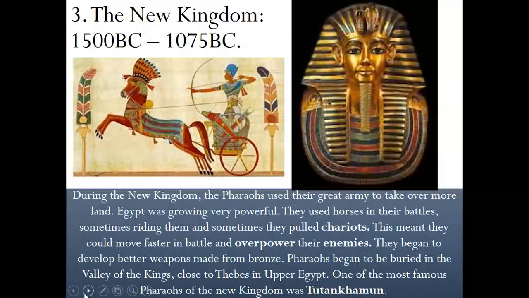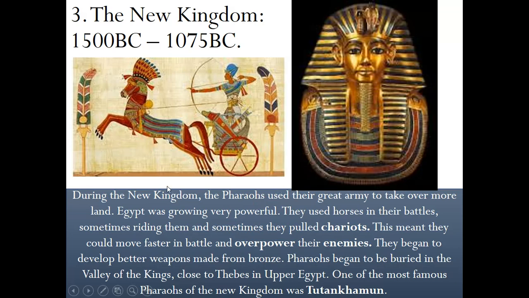3. The New Kingdom, 1500 BC to 1075 BC. During the New Kingdom, the pharaohs used their great army to take over more land. Egypt was growing very powerful. They used horses in their battles, sometimes riding them, and sometimes they pulled chariots. That's a chariot. This meant they could move faster in battle and overpower their enemies.